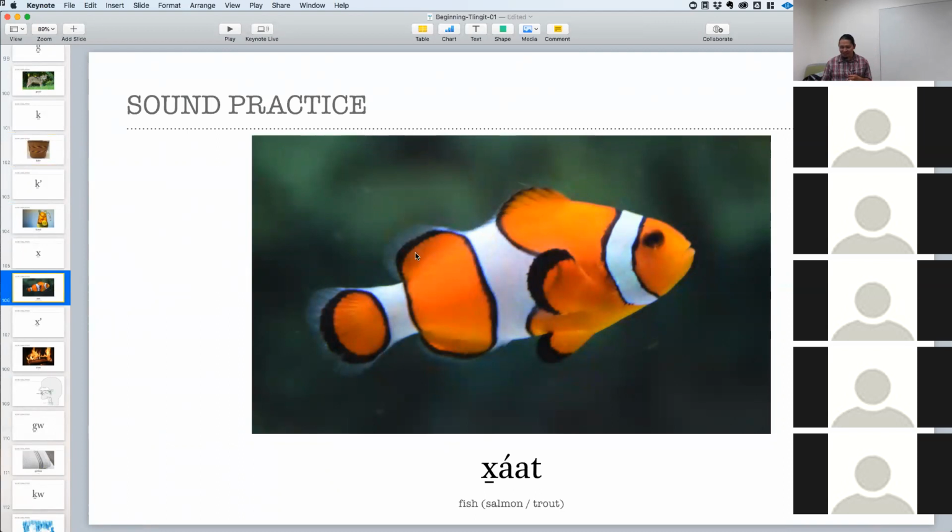Nemo-ish. So this is another one. Like I used to say, hot means salmon. When you say hot, Tlingit people will think of salmon. And I taught in the interior, and they say, no, we'll think of a trout. It's like, oh, okay, I'll put Nemo's dad in there.